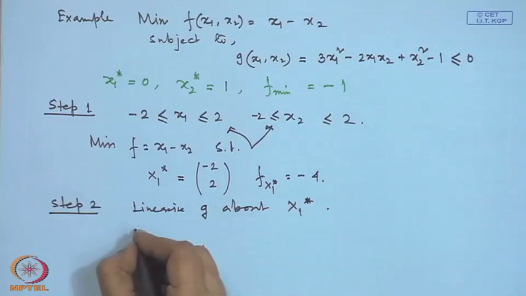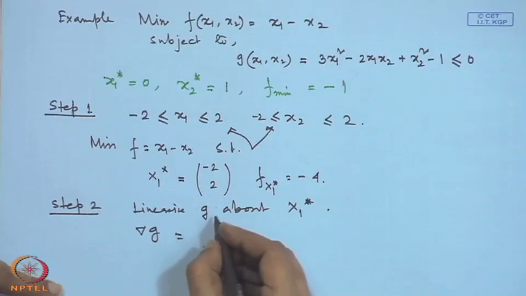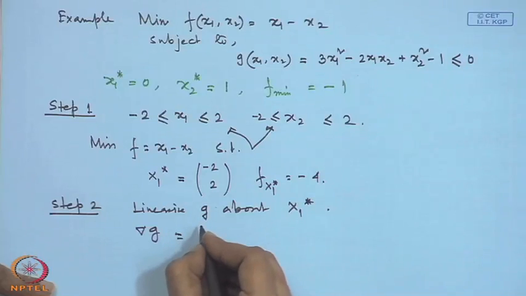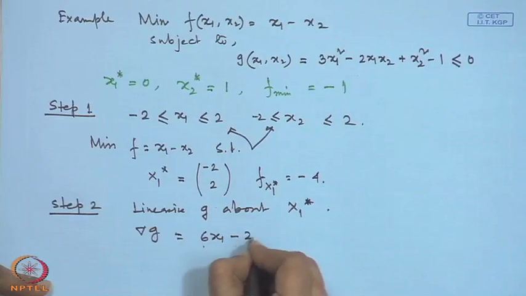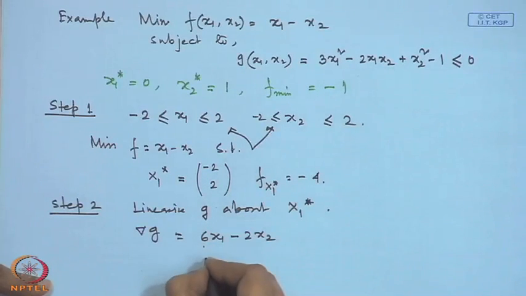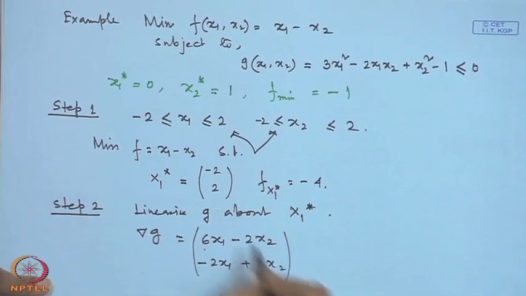That can be done very easily. First we will find out the grad of g. Grad of g would be equal to 6x1 minus 2x2 and minus 2x1 plus 2x2, and we will consider this grad of g at the point (-2, 2).